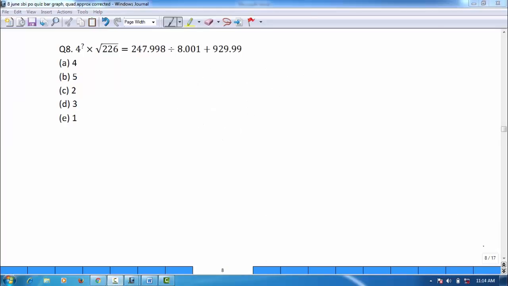Question number 8. 4 to the power question mark into under root 226 is equal to 247.998 divided by 8.001 plus 929.99. So we can also write it as 4 to the power question mark into under root 225 approximately equal to 248 divided by 8 plus 930.